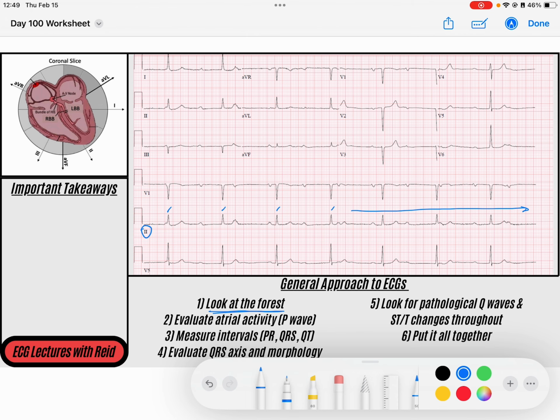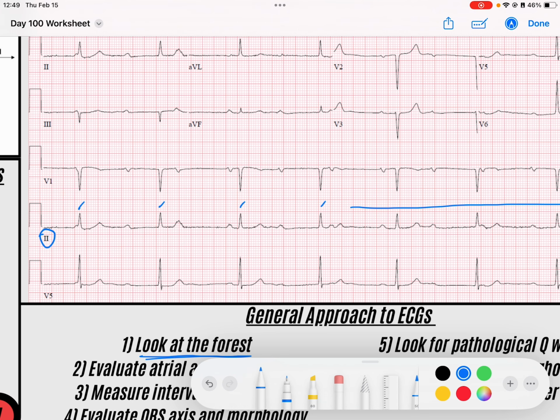Now let's try to calculate the rate here. Maybe choose this one that lands on a solid line or so. I'm going to count the number of millimeters. So we've got 5, 10, 15, 20, 25, 30, maybe 35 millimeters. So 35 millimeters. And we know that we can calculate using this millimeter system, do 1500 divided by the number of millimeters in the R to R intervals. And so this is a rate of 42 beats per minute. So we have a bradycardia.